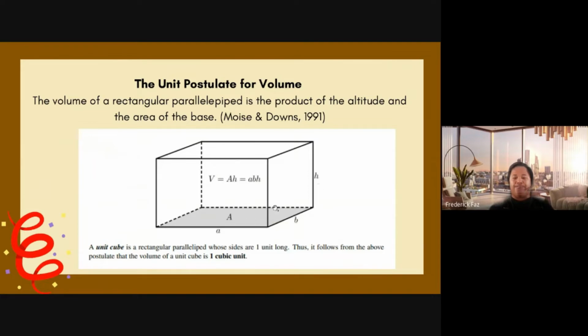So here, the product of the altitude and the area of the base. So we have here, volume is equal to the area of the base times the height or the altitude of the object or this parallelepiped. A unit cube is a rectangular parallelepiped whose sides are 1 unit long. Thus, it follows from the above postulate that the volume of a unit cube is 1 cubic unit.